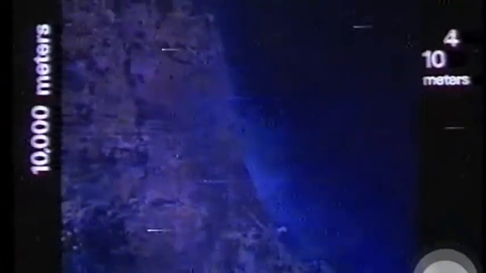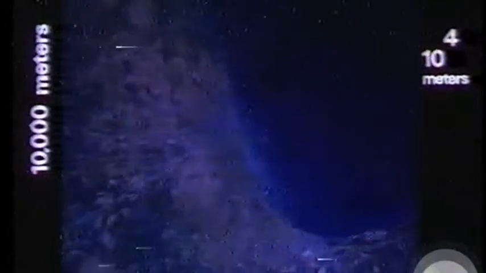We see the great city on the lake shore. 10 to the 4th meters, 10 kilometers. The distance a supersonic airplane can travel in 10 seconds. We see first the rounded end of Lake Michigan, then the whole Great Lake. 10 to the 5th meters. The distance an orbiting satellite covers in 10 seconds.